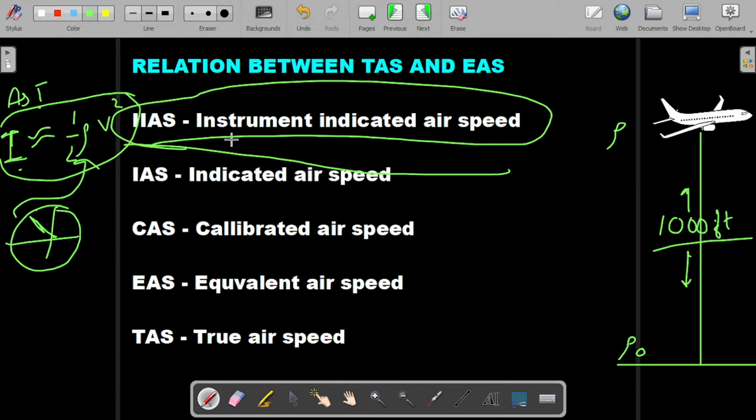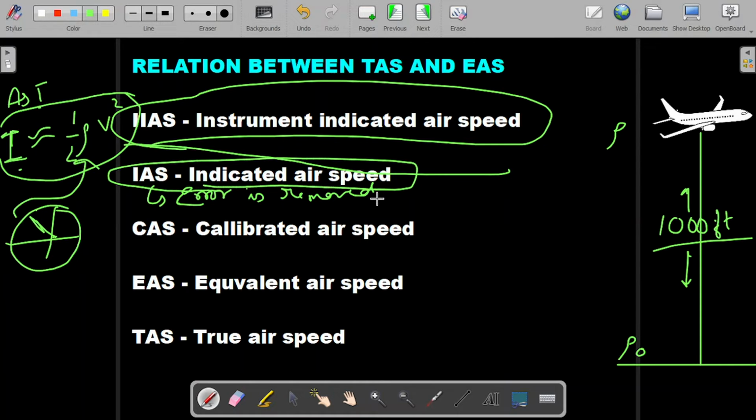If there is an error inside the instrument, which has been conveyed by the manufacturer, and that error is removed from the IIAS, that is the instrument indicated airspeed, that speed is known as indicated airspeed.